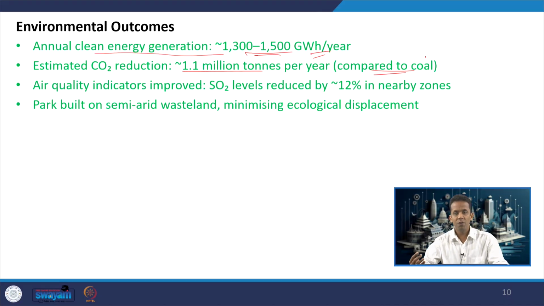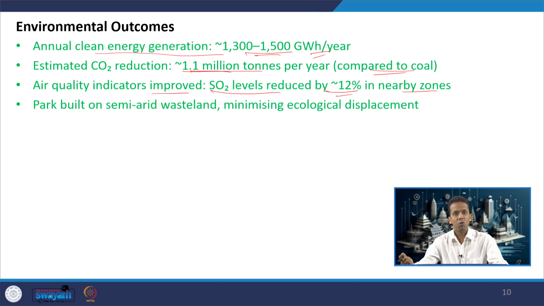Since the majority of power came from coal, like more than 60%, with this solar park the equivalent amount of coal could be substituted, and the estimated CO2 reduction is around 1.1 million tons per year. Air quality indicators in the local region improved. The SOx, SO2 levels reduced by 12% in the nearby zones wherever the measurements were carried out.